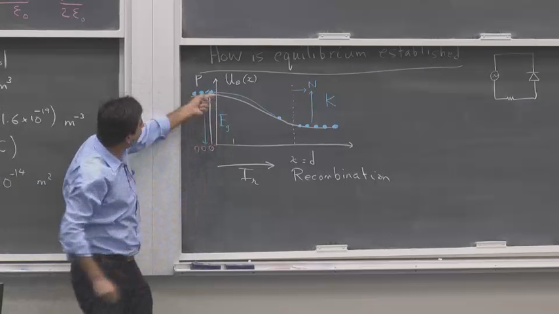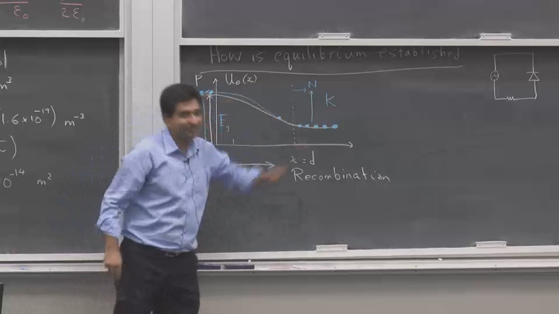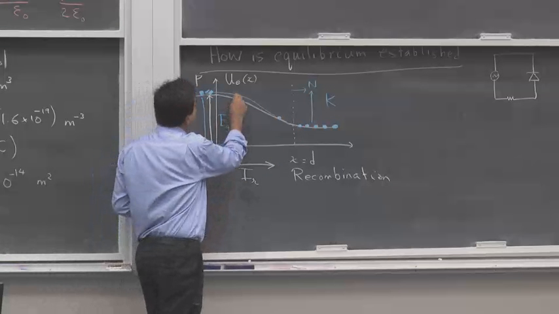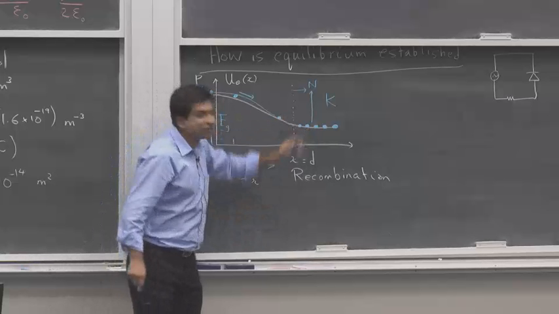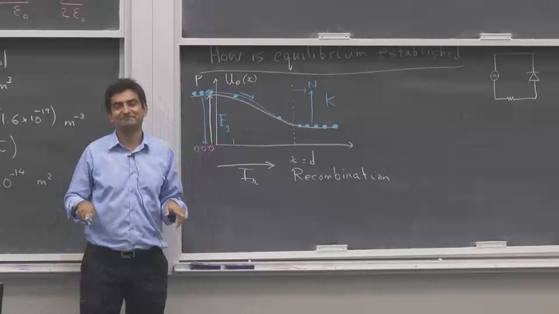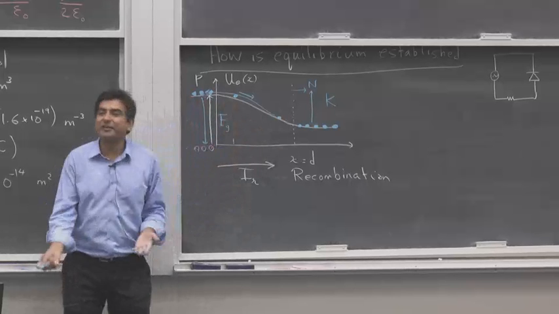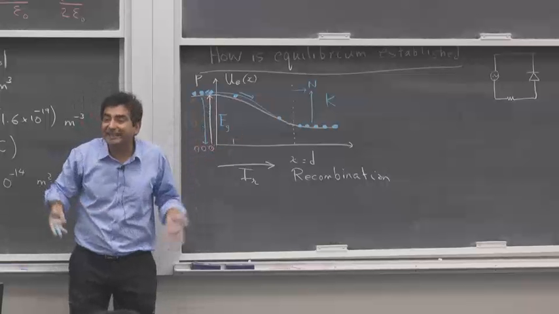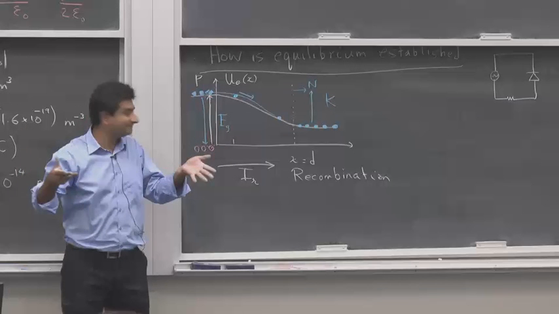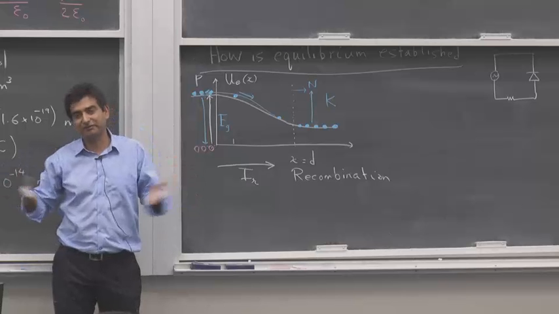Now this electron can lower its energy by falling downhill. And when it lowers its energy by rolling downhill, it comes here. But the amount of energy that it has lowered is smaller than the amount of energy it has gained. So in this process, there is a net gain of energy. And it's an unwelcome process.